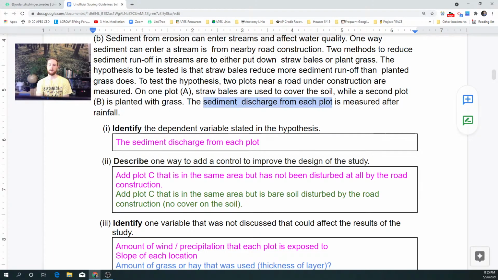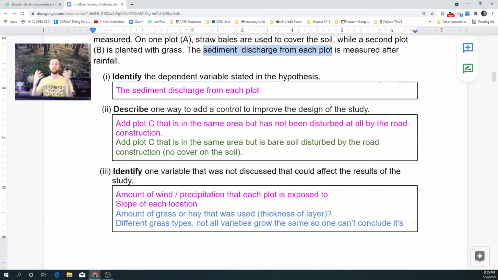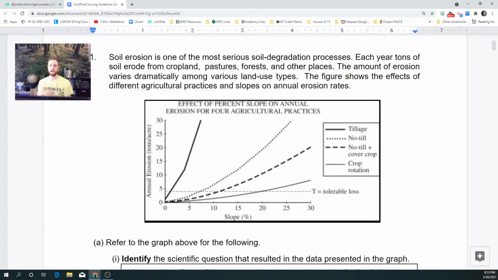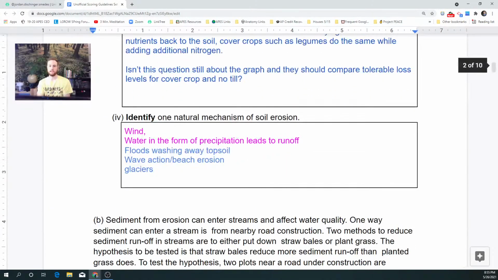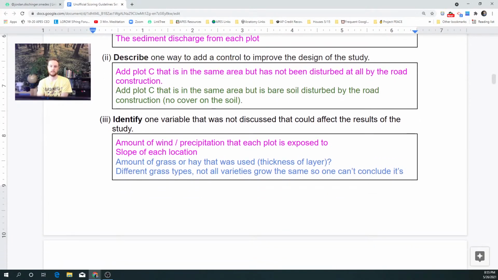Okay, on to identify a variable not discussed. The amount of wind, the precipitation, the slope. Slope is huge. We were just up here talking about slope and how slope affects erosion. Take a clue and use it down here. We can talk about the slope. Different amounts of grass. One species of grass might be different than another species.